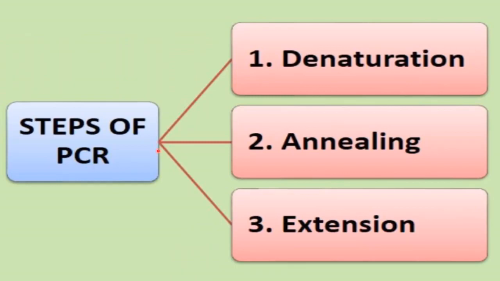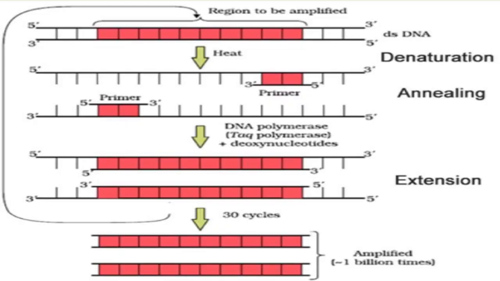Now these are steps of PCR. First, denaturation, second, annealing, and third, extension. Let's talk about these steps now. These are steps of PCR.